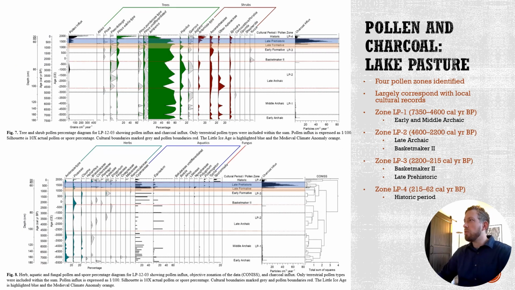On to the pollen and charcoal results. There were 4 pollen zones identified within the Lake Pasture record, and these largely correspond with local cultural records. Zone LP1 corresponded to the early and middle Archaic, LP2 to the late Archaic and Basket-Maker 2, LP3 to Basket-Maker 2 and late prehistoric, and LP4 to the historic.